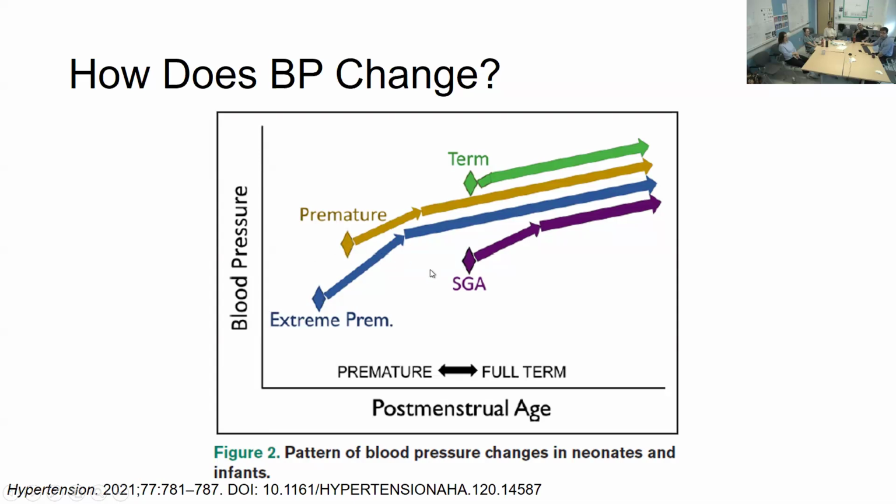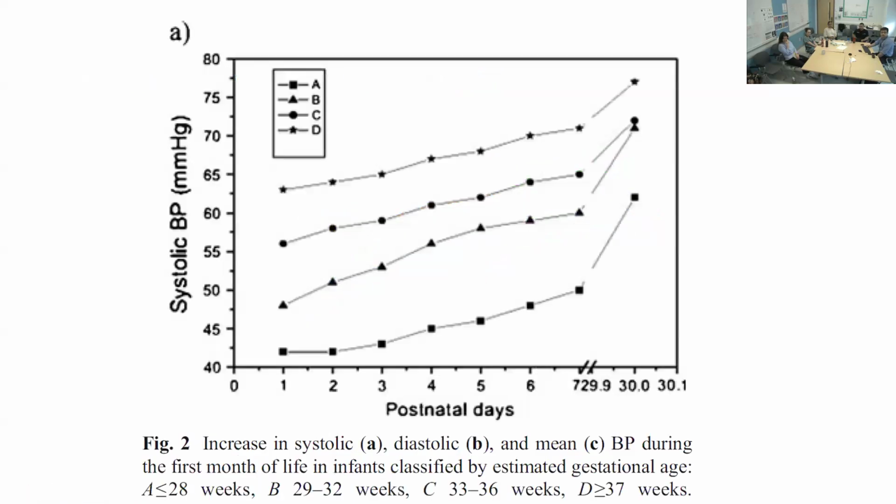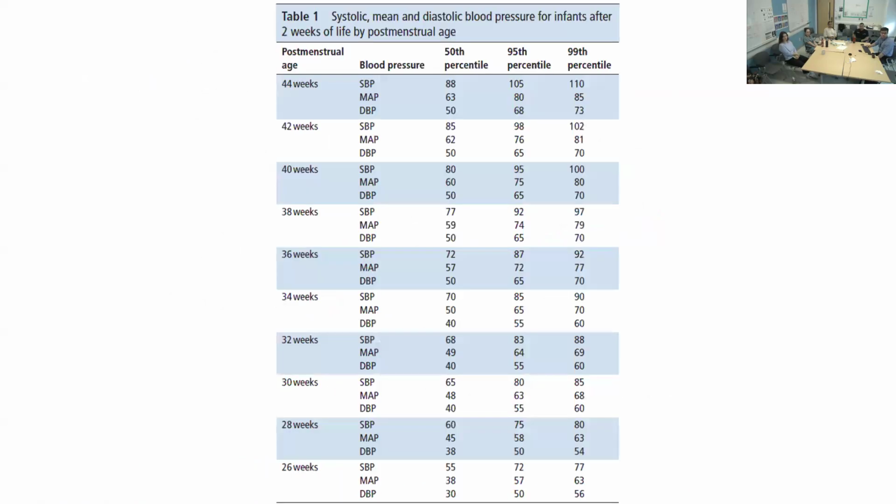Similarly, term babies versus term small for gestational age babies as well. The small for gestational age babies will have lower blood pressure with a more rapid rise in blood pressure over time, but then it all kind of evens out after a few weeks. This is kind of just saying the same thing again. And then these are the tables that we typically use.